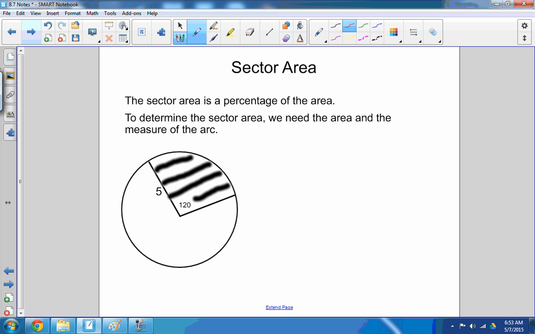Sector area. It's the same basic principle, except instead of the circumference, it's a percentage of the area. So we need to find the area of the full circle and the measure of the arc. So again, the measure of the arc is in degrees, so I find the area. Area is pi radius squared, so it's pi times 5 squared, so that's 25 pi.